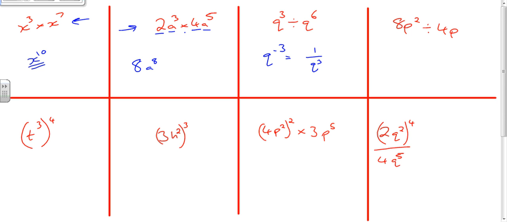Next one, 8p squared divided by 4p. Just like in this example here, we deal with the numbers to start off with. So 8 divided by 4 is 2. Then we've got p squared divided by p. Now, divided by p, if it's just a single p, then it's p to the power of 1. So p to the power of 2 divided by p to the power of 1 is p to the power of 1, because you subtract the powers. And usually you just write that as 2p. But again, it's important to know that p to the power of 1 is the same as just p.